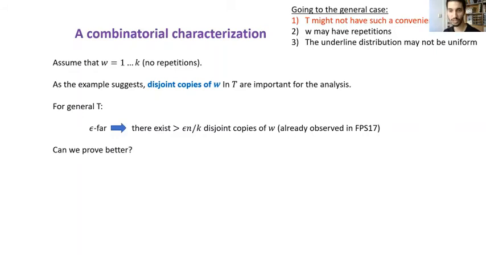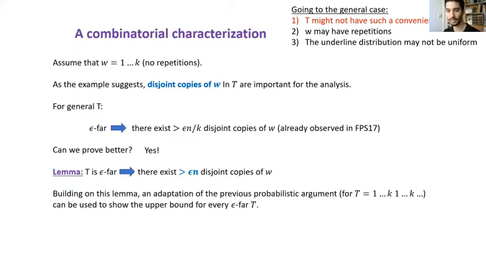So a natural question following this is whether we can prove better. And the answer is yes, we can. We show the following lemma. If T is epsilon far from being W free, then there exist more than epsilon n disjoint copies of W, not only epsilon n over K disjoint copies. And building on this lemma, an adaptation of the previous probabilistic argument for the simple example can be used to show the upper bound for every text T which is epsilon far from being W free.